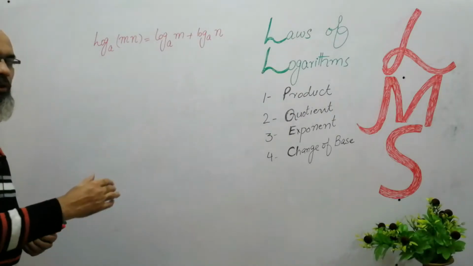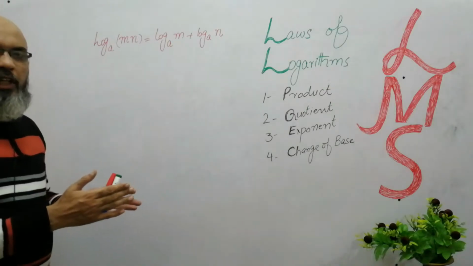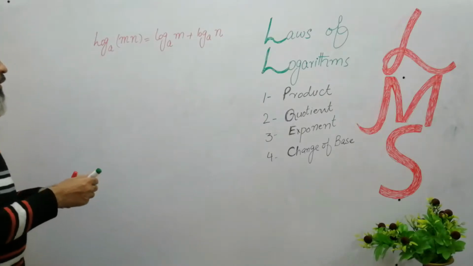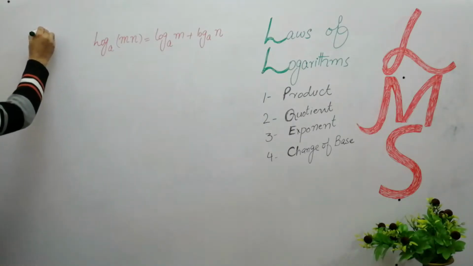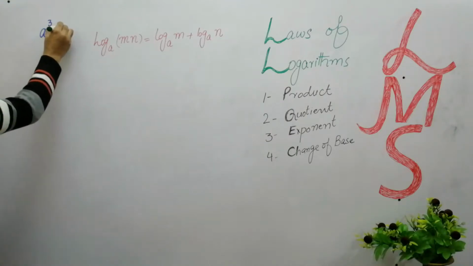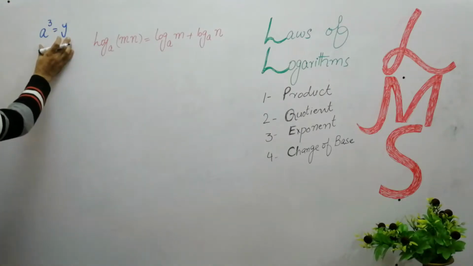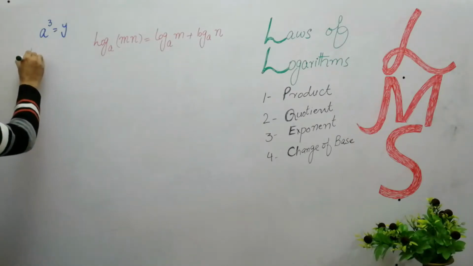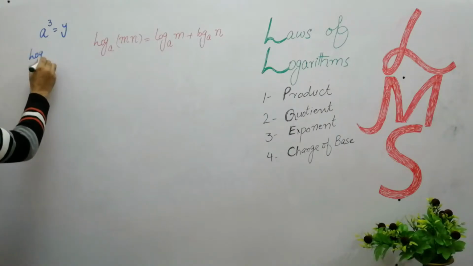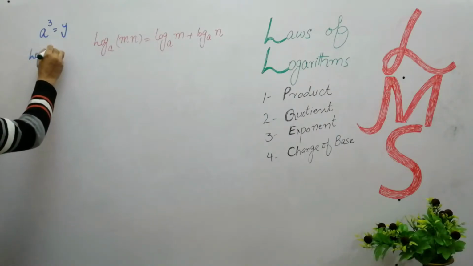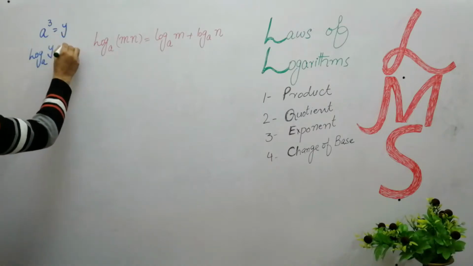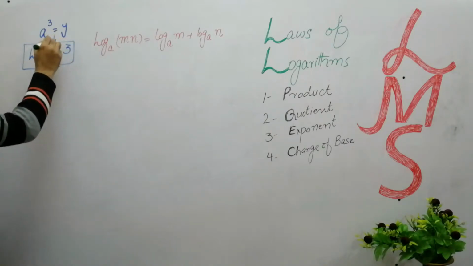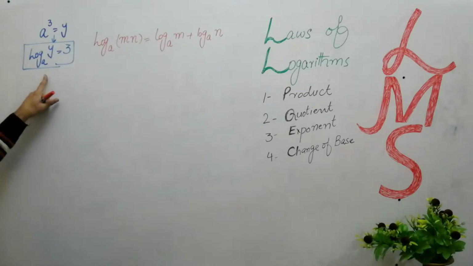इसको प्रूव करने से पहले थोड़ा सा मैं आपको revise करवा दूं कि how to change the exponential form into logarithm form और logarithm form into exponential form. Okay, look here. If we have a raised to power 3 is equal to y, this is your exponential form and we have to write in logarithm form. So what we write, log, this will come log's base, this will come in this way and exponent come in this way. So in this way you will change your exponential form into logarithm form.